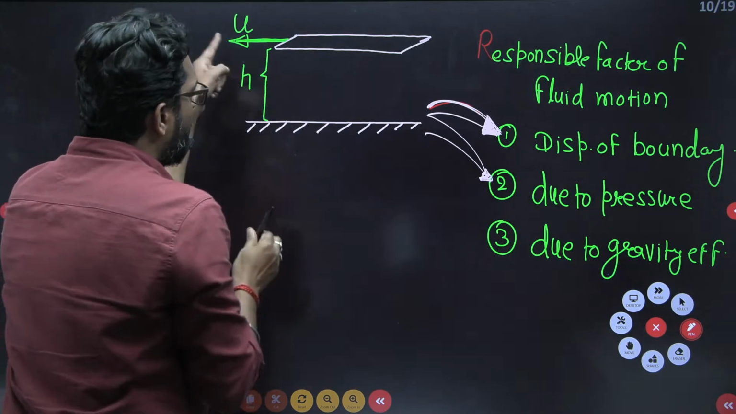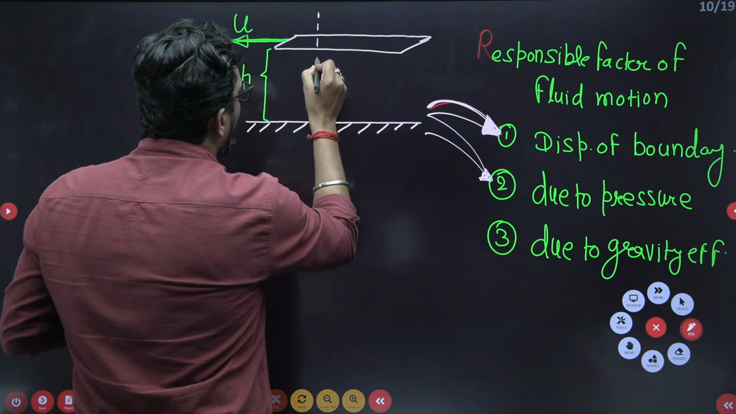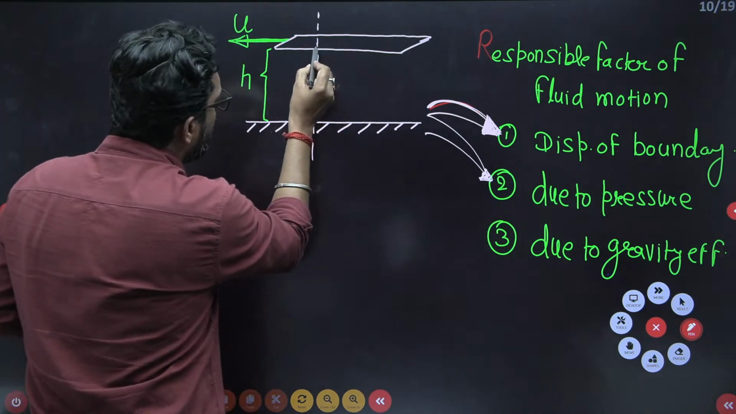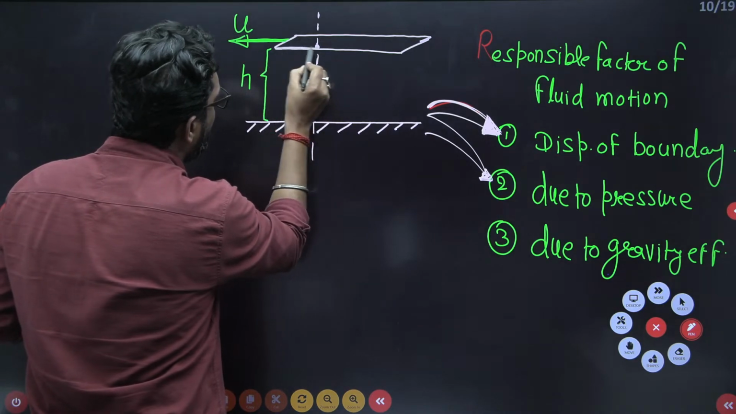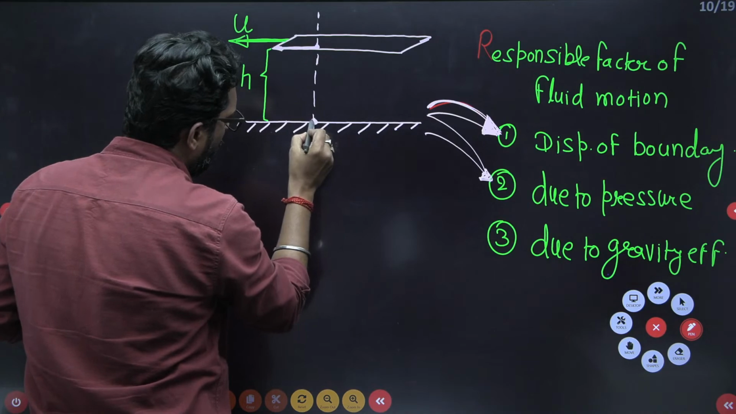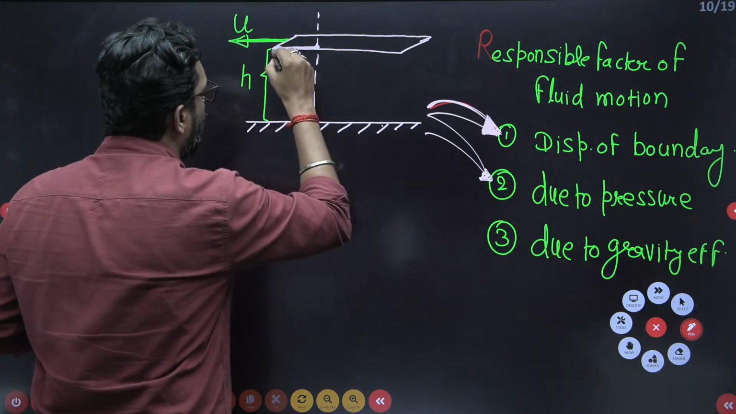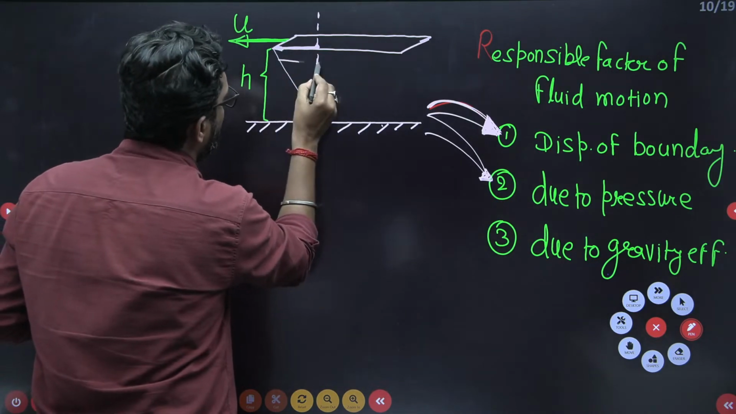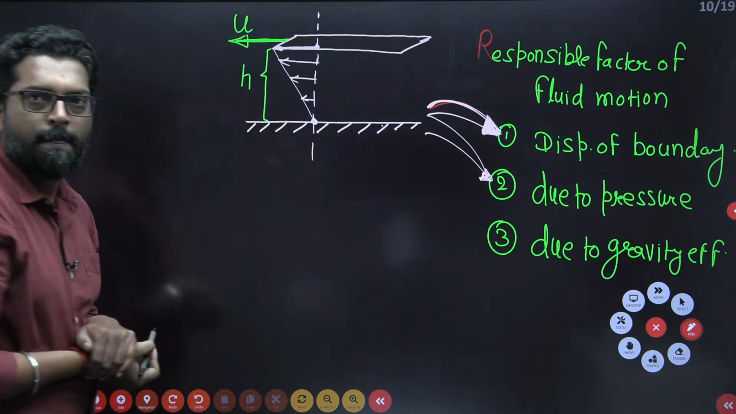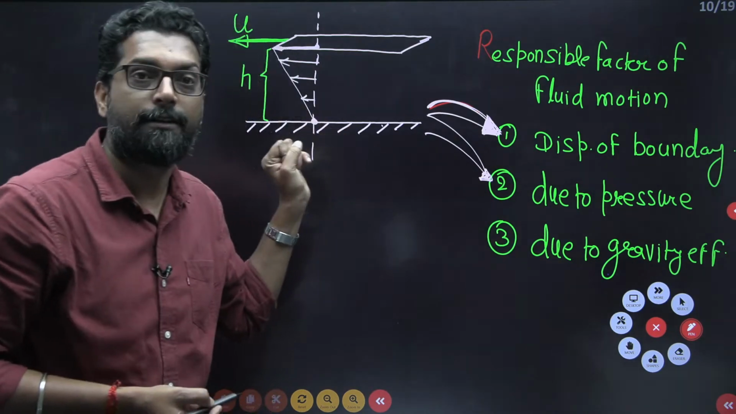Now if the plate is moving, if you take any cross section, beta, the fluid which sticks to the upper plate has the same motion as the plate, and the fluid at the lower plate has the same motion as the lower plate, but that motion is zero. So this is your velocity gradient, and this is your linear velocity gradient, if there is no pressure gradient, mind it.